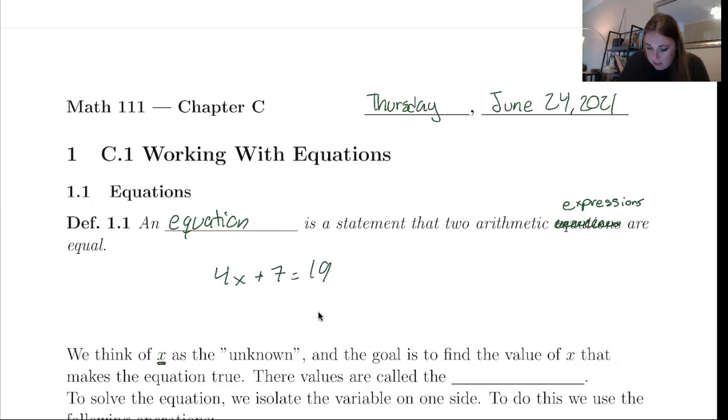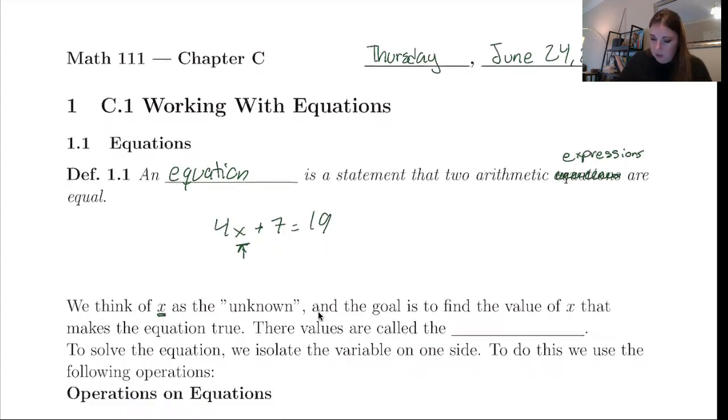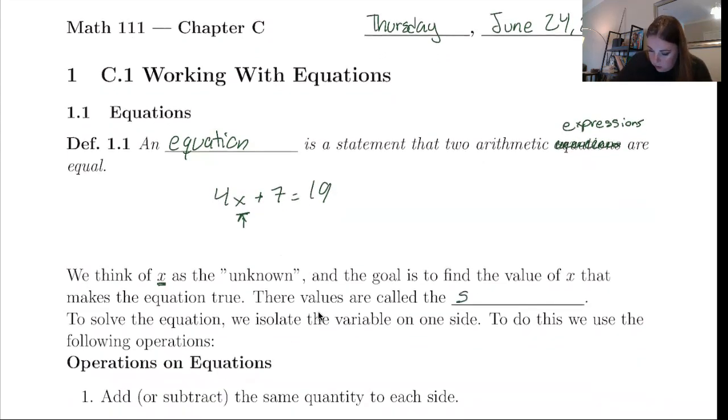So we think of x, this little guy right here, as our unknown. We call that a variable. It can vary, and that's what we don't really know. So the goal is to find the value of x that makes this equation true. At what point does something times 4 then plus 7 equal 19? We call these values solutions.